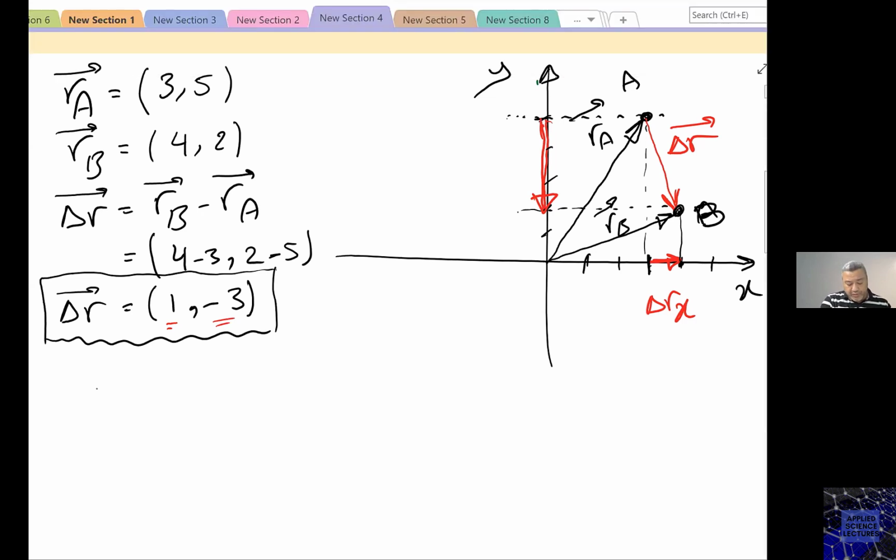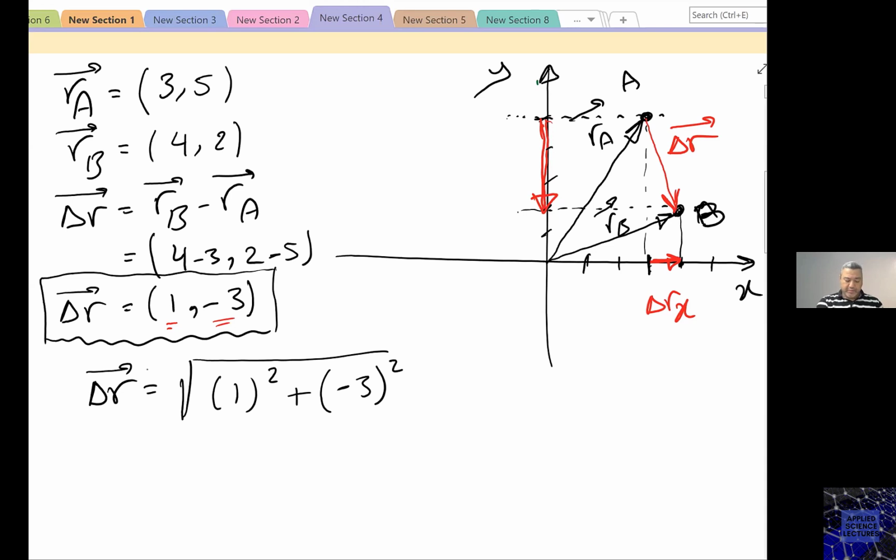In order for me to find the magnitude, delta R here equals the magnitude. What is the expression for the magnitude? The square root of the summation of their projections squared, which means 1 and minus 3. So that's the magnitude. Delta R magnitude for this vector is indeed 3.2 meters.